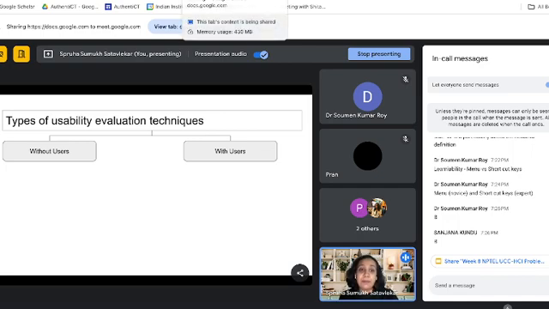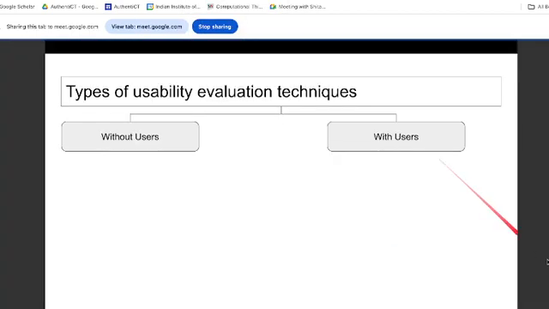It is also divided based on whether a human participant is involved or whether the evaluation technique is automated. Based on this automation level, the final types are the same, but the division is different. We will go through those automation-based divisions after a few slides. Right now, let's focus on without users, and how this usability evaluation technique is done.